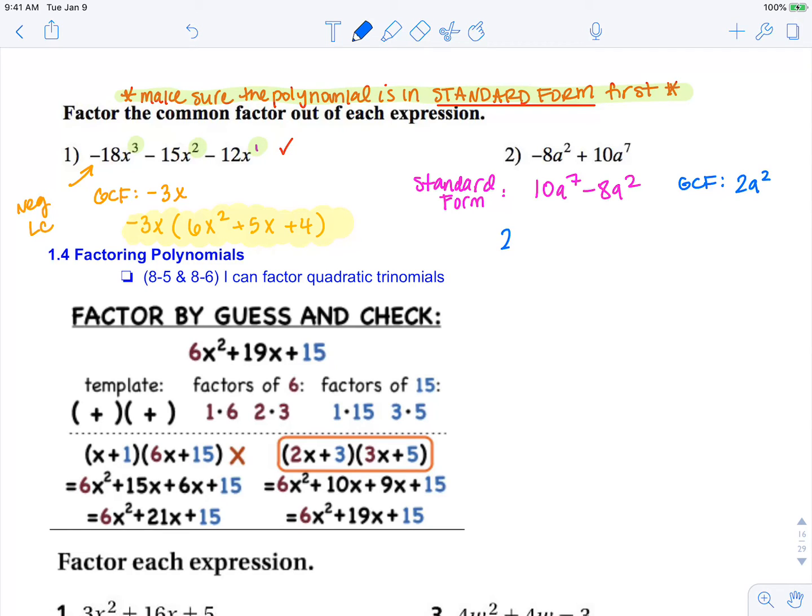So if I factor out a 2a squared, that leaves 5a to the 5th minus 4. So we want to make sure our polynomial is in standard form, and if our leading coefficient is negative, our GCF is negative.